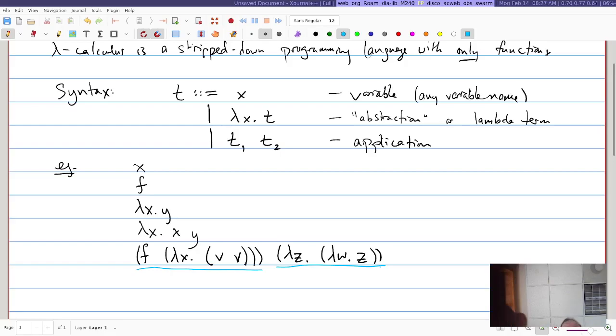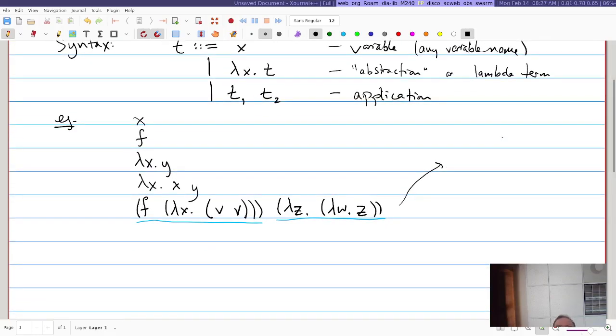Really, these are trees. So really, this really means, so I guess I'll write app for application. Another application. F to lambda X. D applied to V, and then over here we've got lambda V. Lambda W. Okay. Does this make sense?